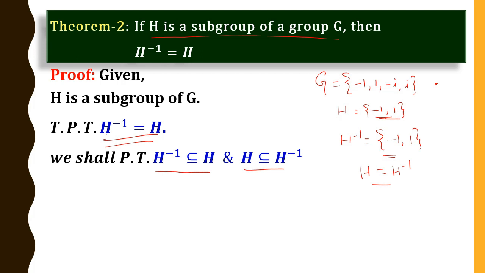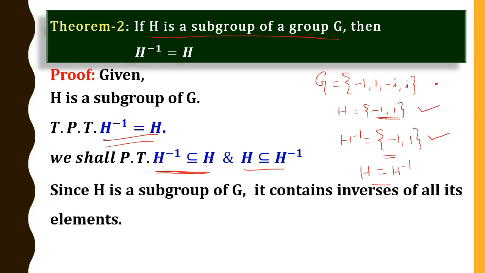Okay, now we shall prove the first case. That means I have to prove H inverse is a subset of H. H inverse subset of H means all the elements of H inverse must be in H. Observe carefully here. All the elements of H inverse, that is minus 1 and 1, are in H. Therefore, we shall directly write like this. Since H is a subgroup of G, it contains inverses of all its elements. That means it contains all the inverse elements. Therefore, we say that H inverse is a subset of H, and I take this as 1.